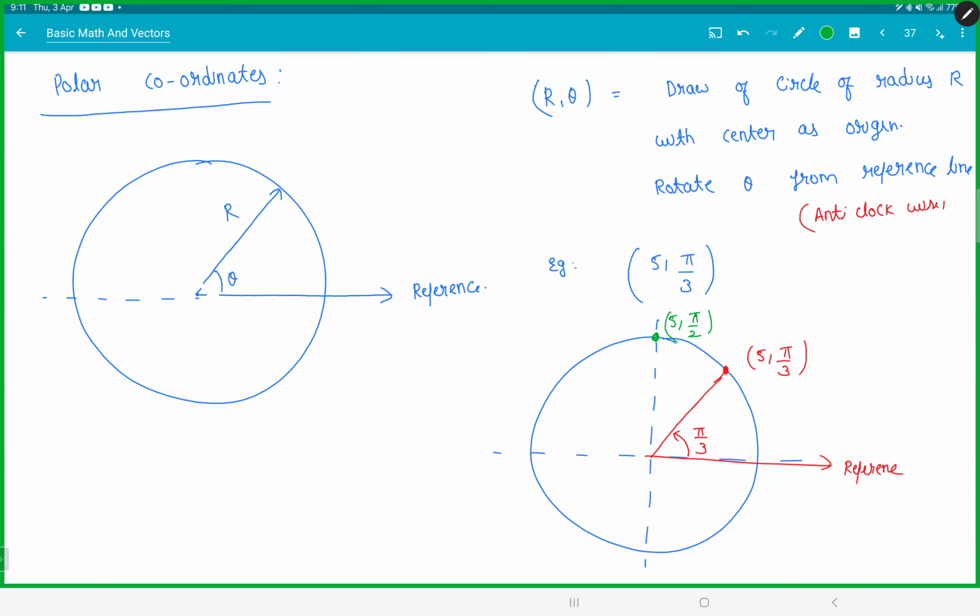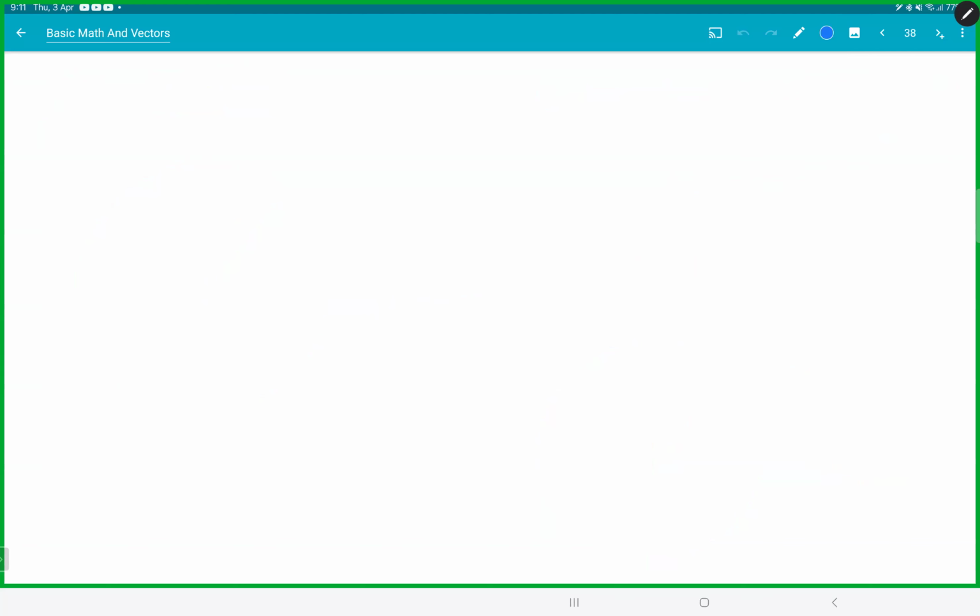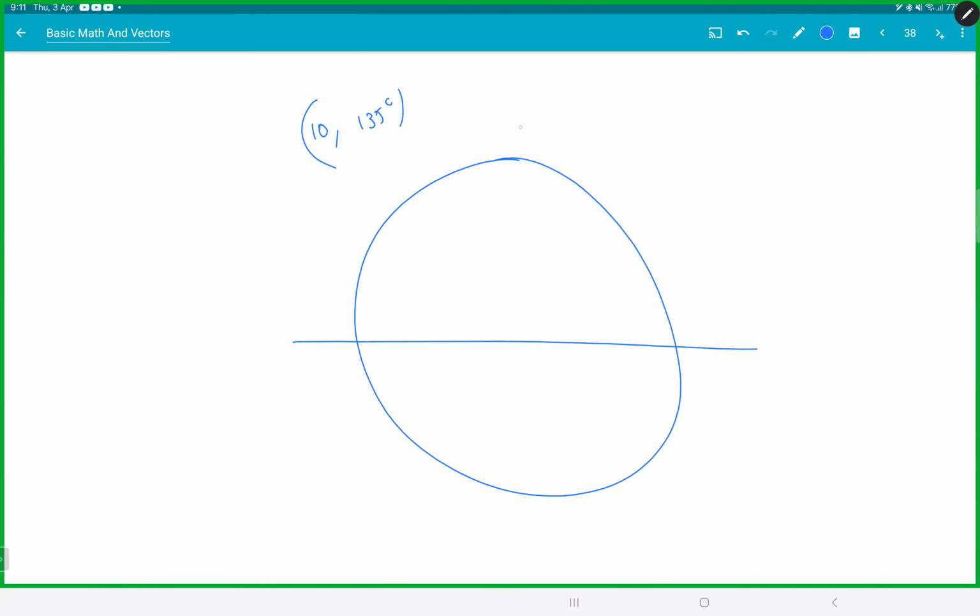Is that making sense, everyone? Suppose I give you, let's say, 10, 135 degrees. Can you tell me where the point is? Draw a circle of radius 10. From here, rotate 135 degrees. So it will be somewhere here, and this angle is 135. This is the address. Making sense?